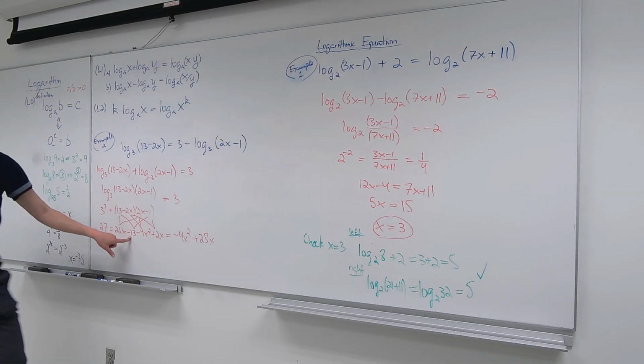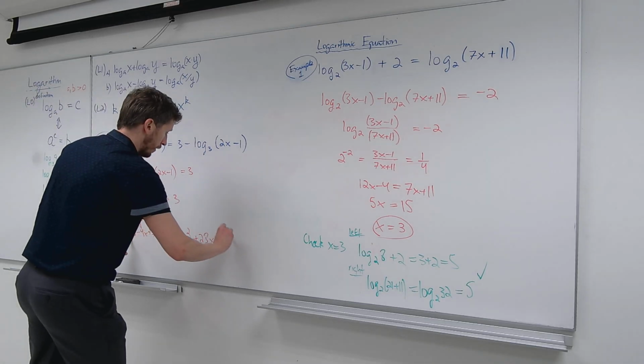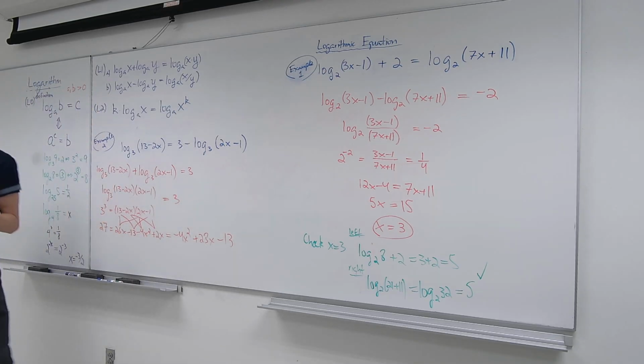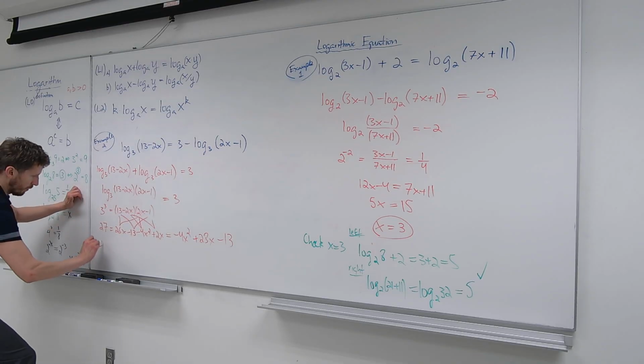That's it? Minus 13? Anybody see how we're getting a what kind of equation? From a logarithmic equation, we got a what? A quadratic. Cool, right? Just made it easier. We've done this before. So let's add 4x squared to both sides. What is it? 4x squared.